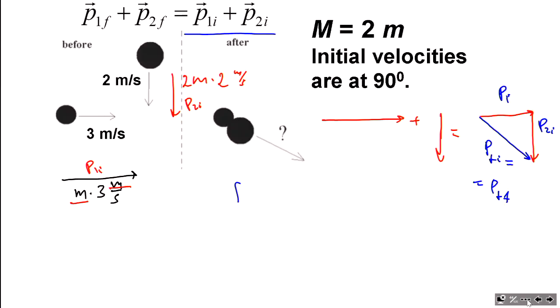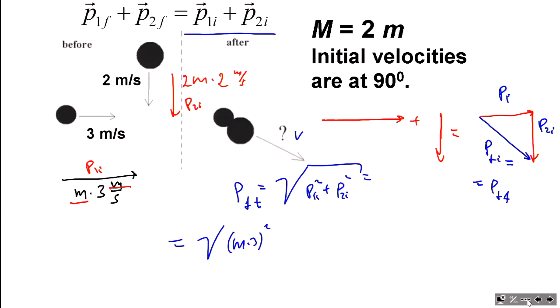So how can I calculate the magnitude of the final momentum of the whole system? Because they travel together, they have the same velocities. So it should be equal to, according to the Pythagorean theorem, P1 initial squared plus P2 initial squared. In my calculation, P1 equals m times 3 squared, and P2 initial equals, well, I write it again in the same way, 2 times m times 2 squared.